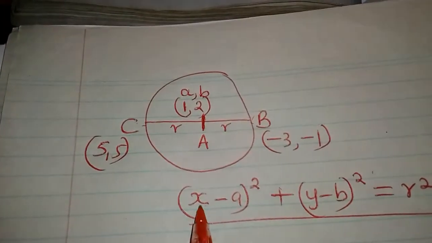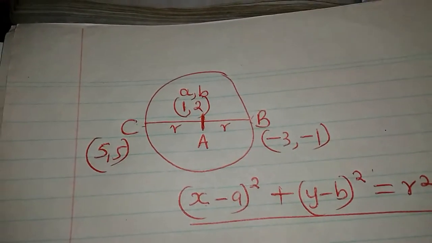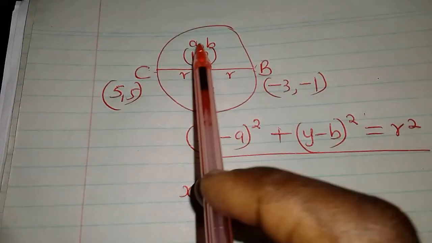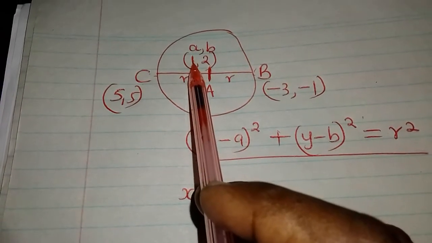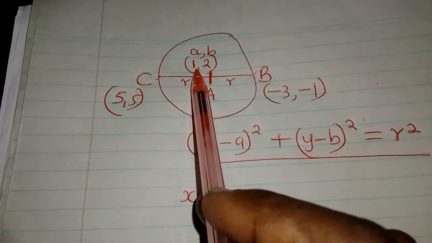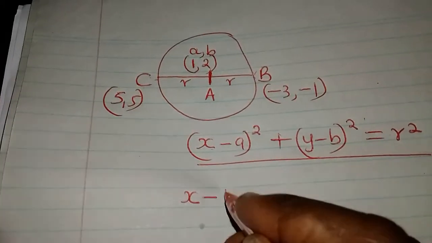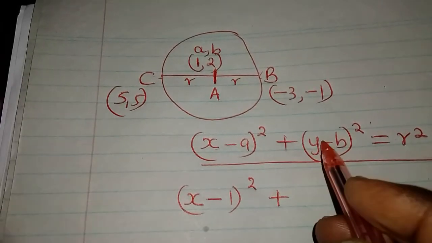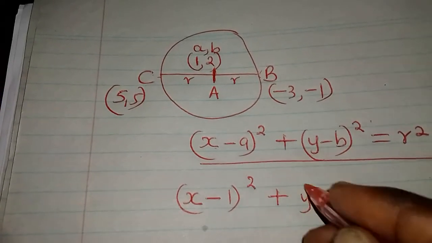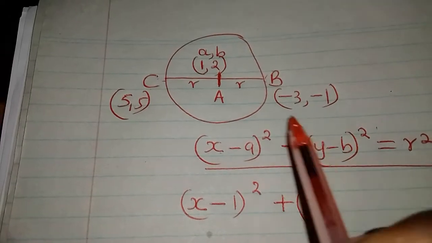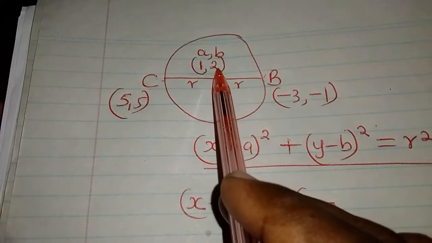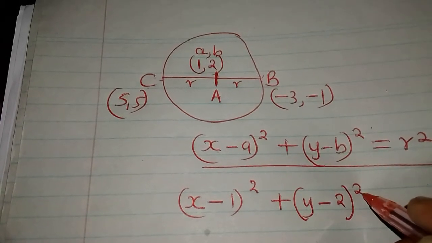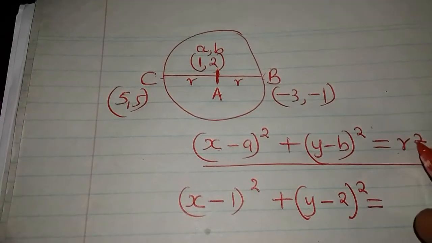So you come back here and replace. Of course, you don't have the x value, you just write x like that. So you say x minus, what is a? Our a is 1, the x value of the center of the circle. So 1, then squared. Then plus y minus b. B is 2. So we write 2. Close the bracket, then squared equals r squared.